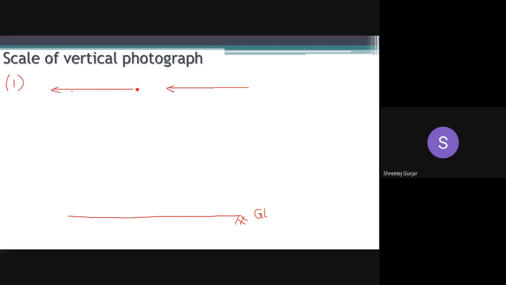In this direction, suppose you take a photo over here. This is the exposure station. Okay. So I have marked the exposure station where you have taken or where you have clicked the particular photo. Okay, so exposure station mark.